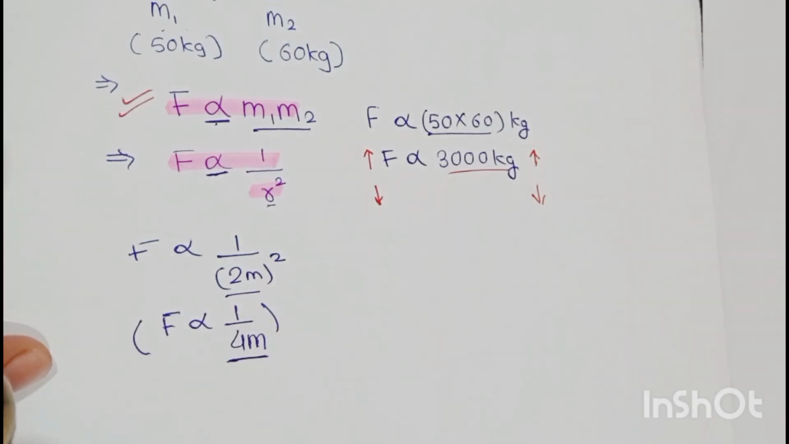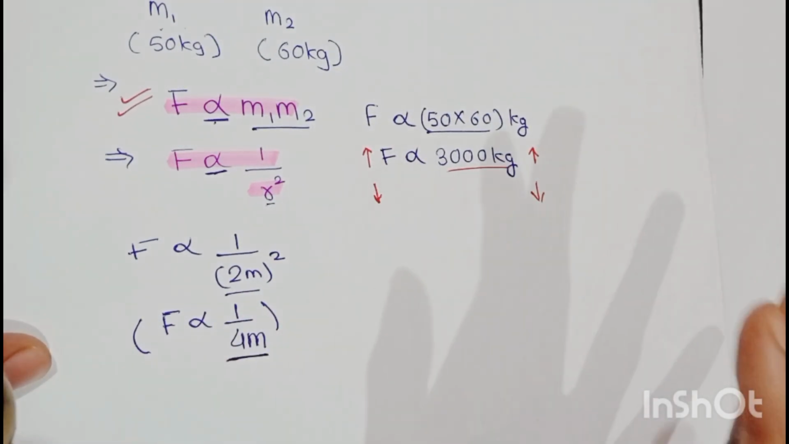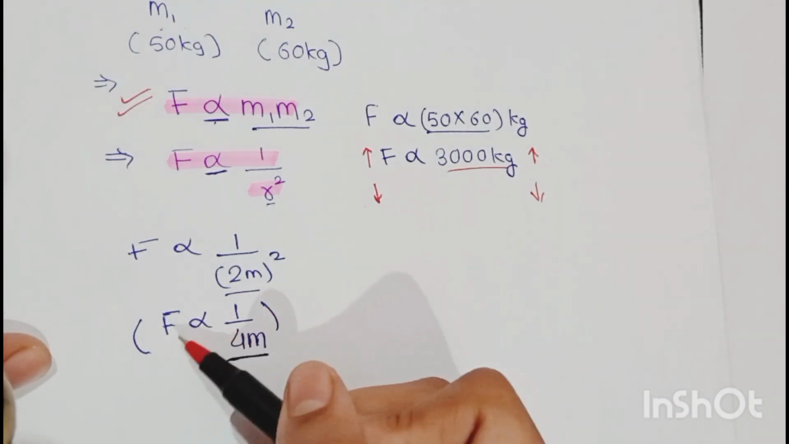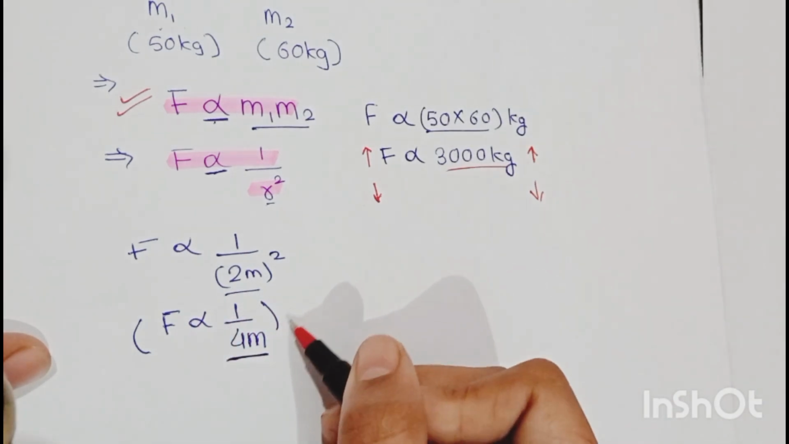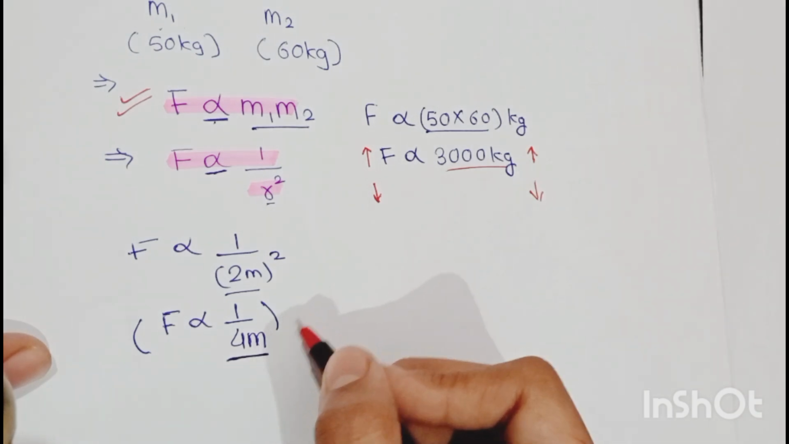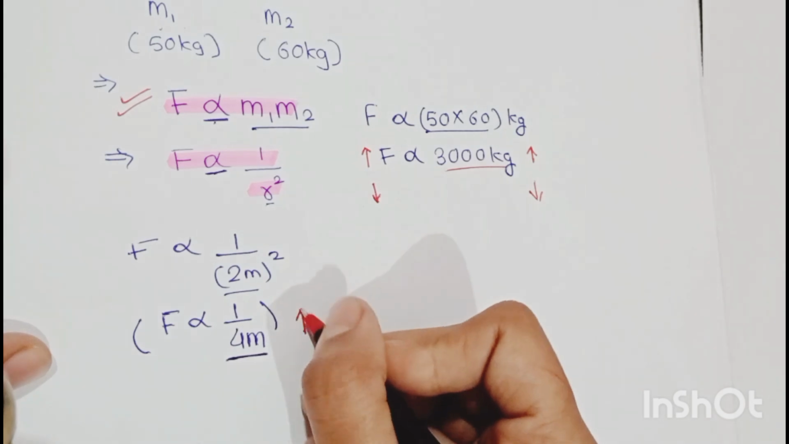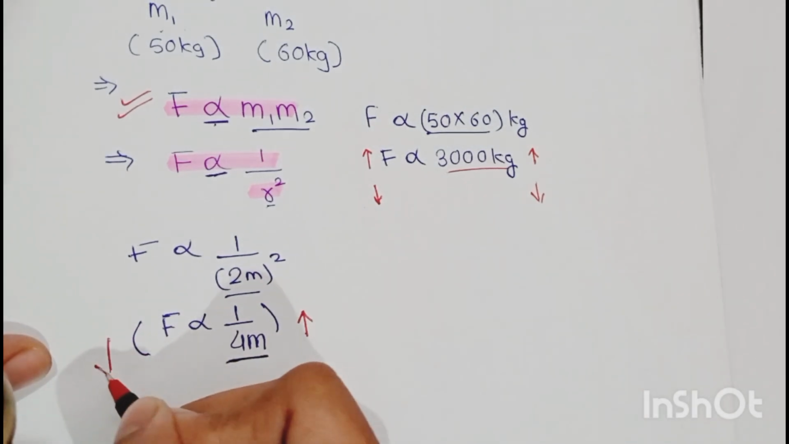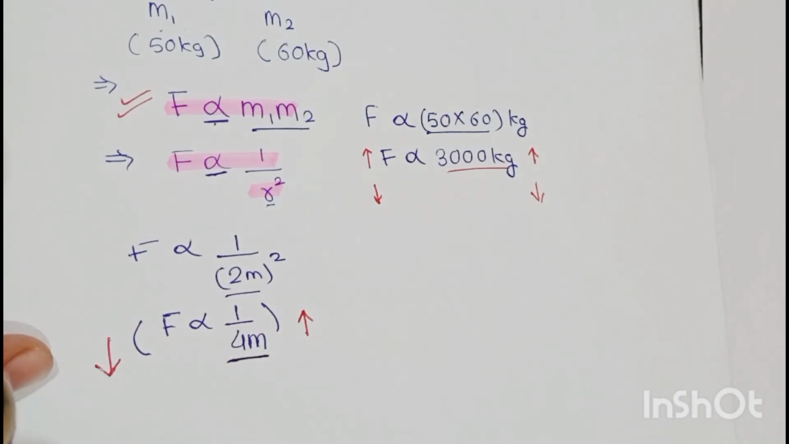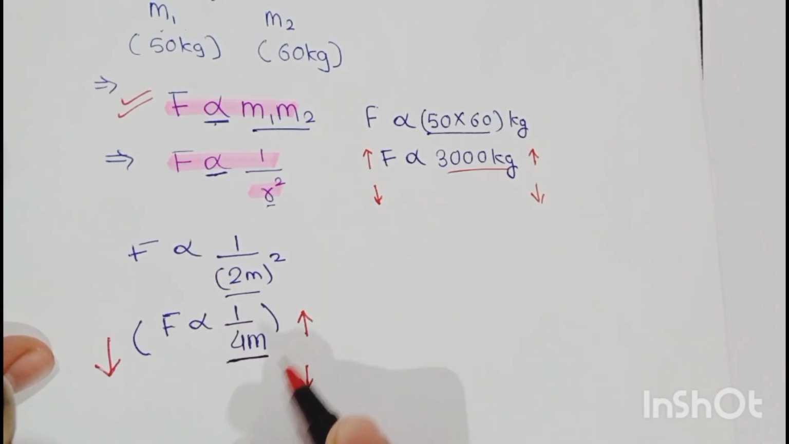Now here what it says is, as they are inversely proportional, if the distance is high, let's say 4 meter, which is a huge distance, right? If the distance is high, then the force of attraction will be less. Higher distance, less force of attraction, and less distance, higher force of attraction.